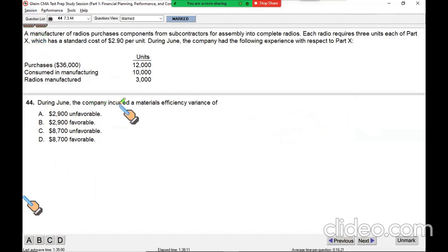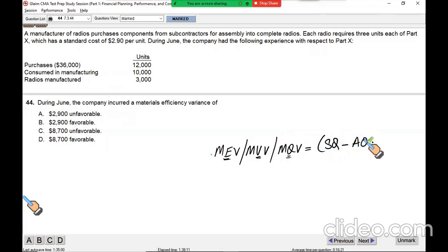A manufacturer, what we need is the company incurred material efficiency variance. Remember, material efficiency variance, material usage variance, material quantity variance, they are all the same. Efficiency, usage, quantity, they are all the same. So don't confuse that there's something different. It's the same. Standard quantity that we should have used minus actual quantity we actually used, multiplied by the standard price. Just need to plug in the numbers.